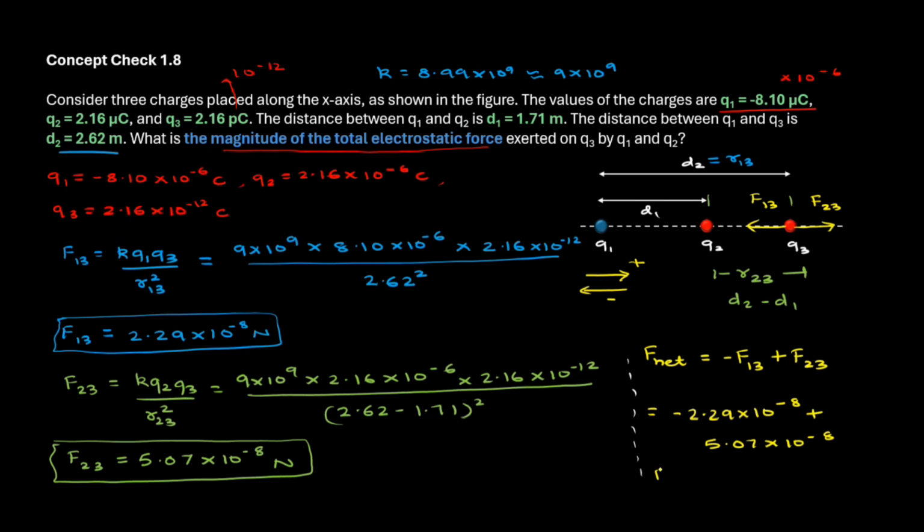And when you solve this, you get the net force to be equal to 2.78 times 10 to the power negative 8 Newton. Now, this is the magnitude of my net force. If they ask you to find direction, since the final magnitude comes out positive, the direction here will be to the right. And if this magnitude came out to be negative, the direction would be to the left.